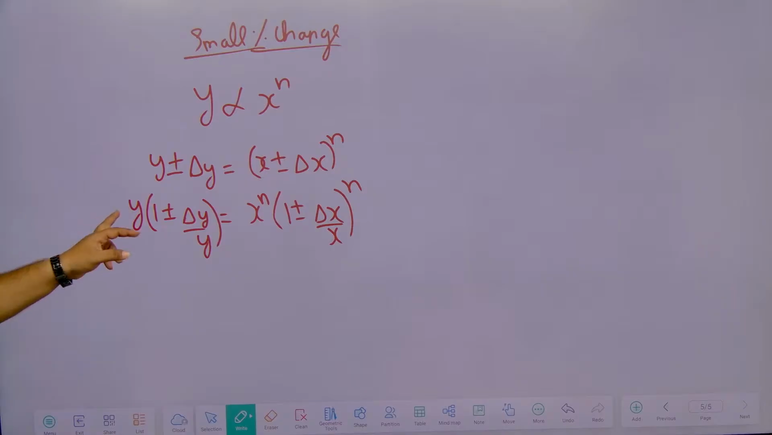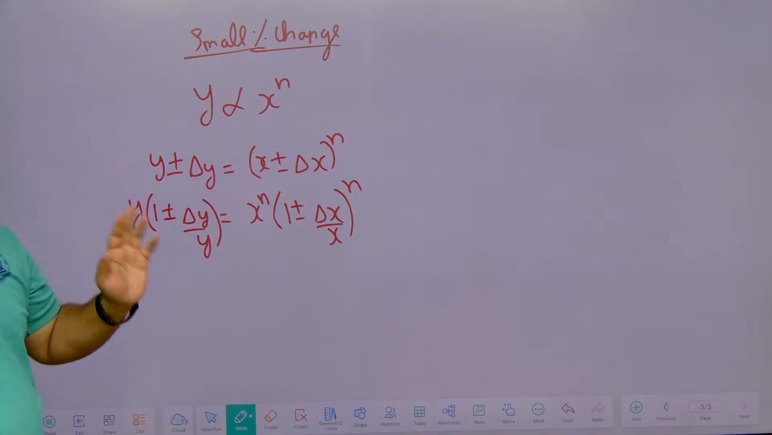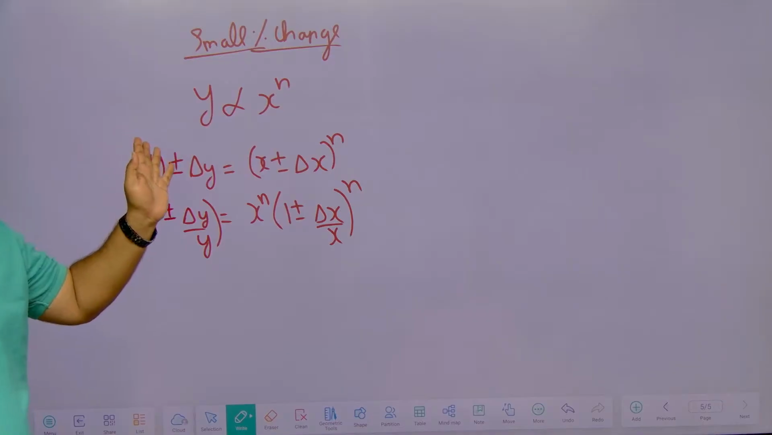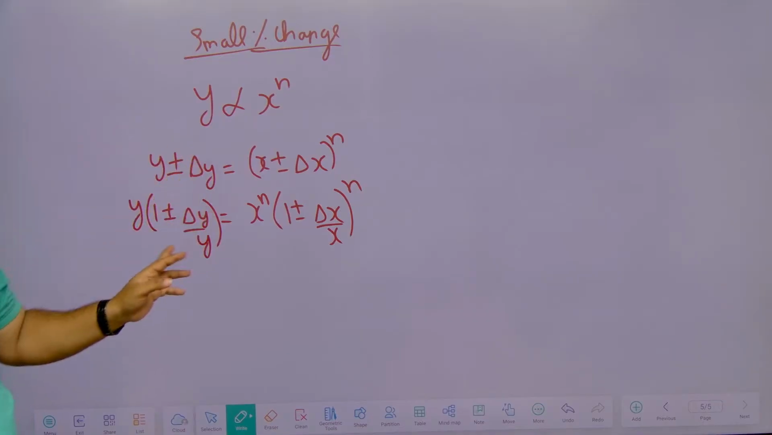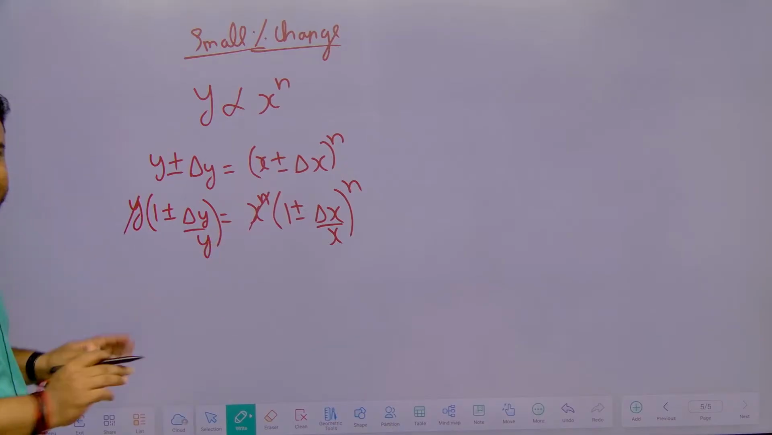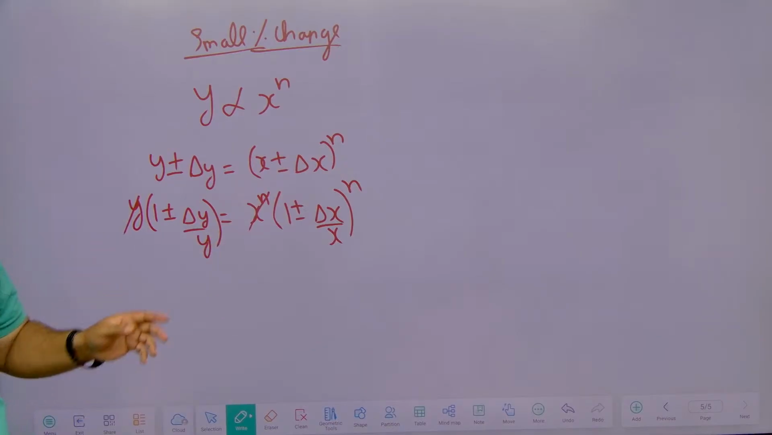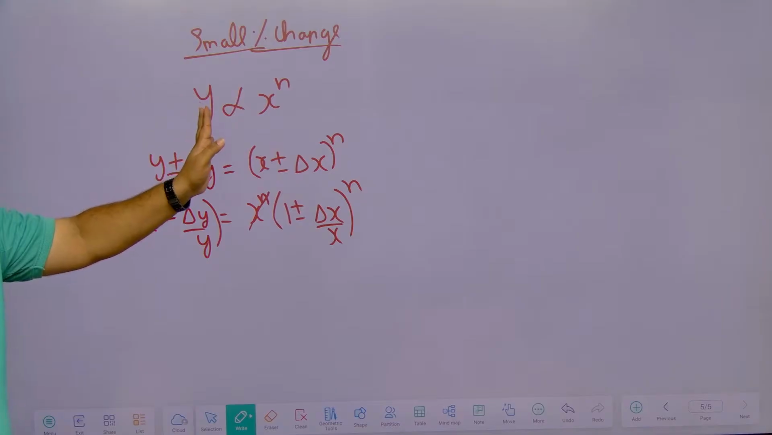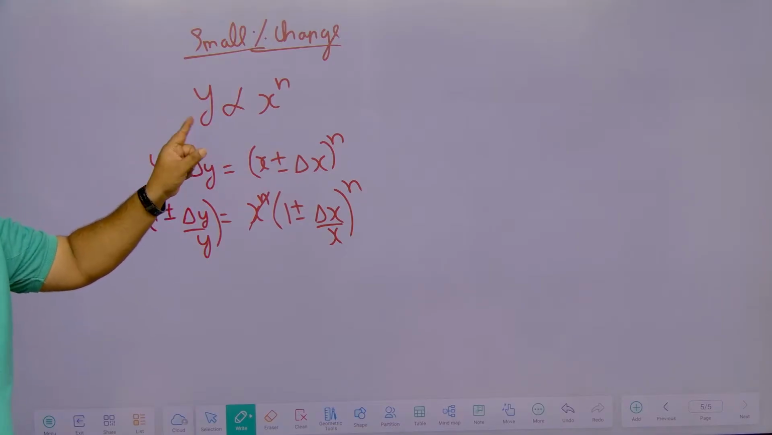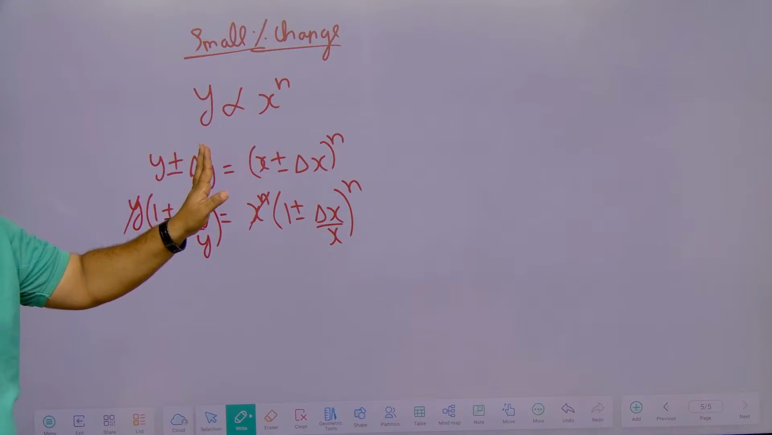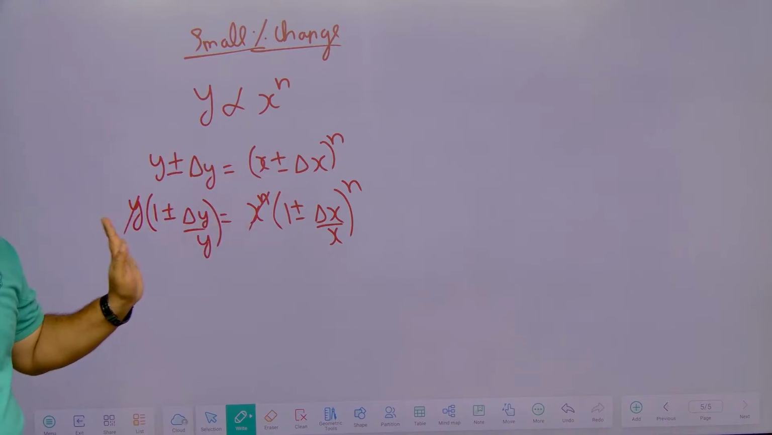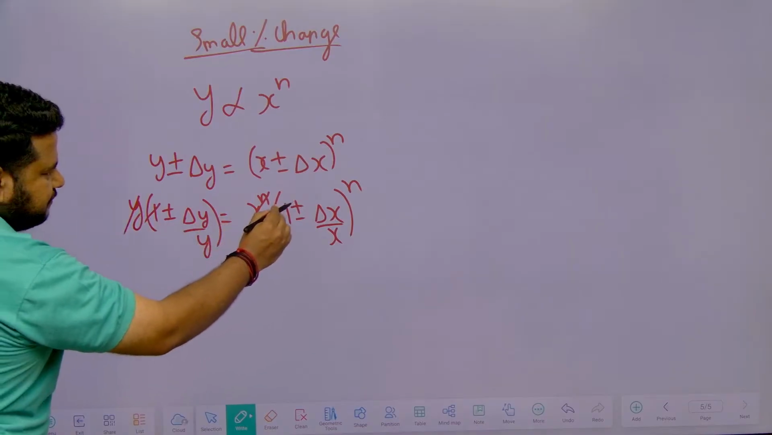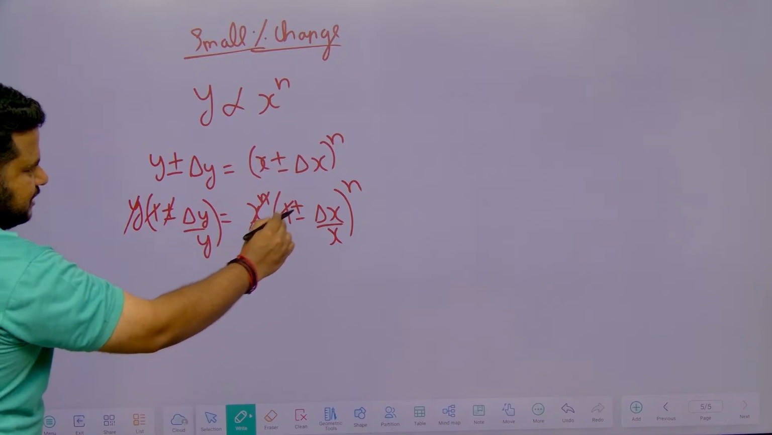Now see here, y is directly proportional to x to the power of n. So by approximation we can say y is equal to x to the power of n, because constants we ignore while doing such questions. You will write y is equal to k times x to the power of n, but here we ignore the constant. So y and x to the power of n I can cancel directly. Next, plus 1 and plus 1 I can cancel, plus or minus I can cancel.